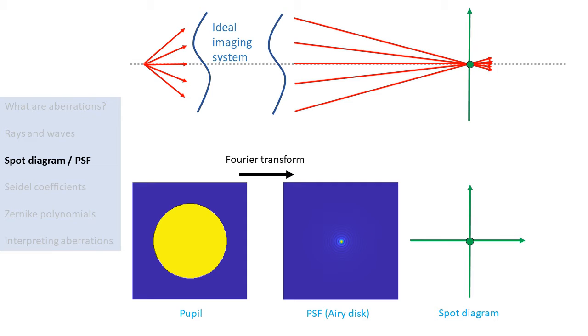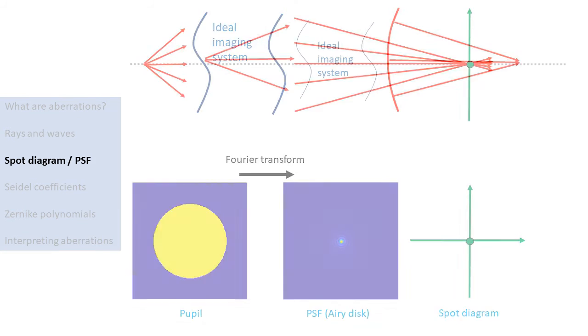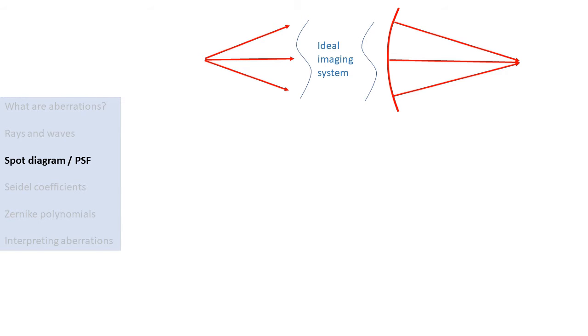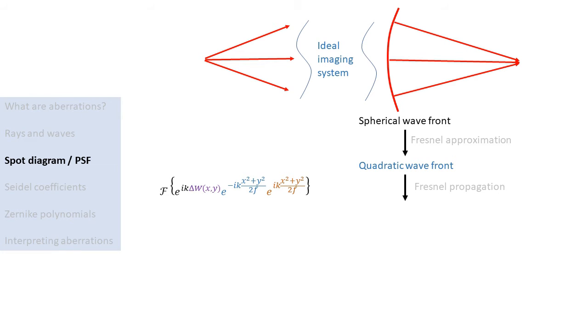To see how we calculate the point spread function, or PSF, when aberrations are present, let's recall how image formation is described in Fourier optics. In an ideal imaging system, the field that is emitted by a point source is converted to a converging spherical wave. In the Fresnel approximation, this spherical wavefront is approximated as a quadratic wavefront. If there are aberrations present, we can describe this as a wavefront error, which is added to the ideal quadratic phase. To calculate the field in the image plane, we apply Fresnel propagation for a propagation distance which is equal to the focal distance f.